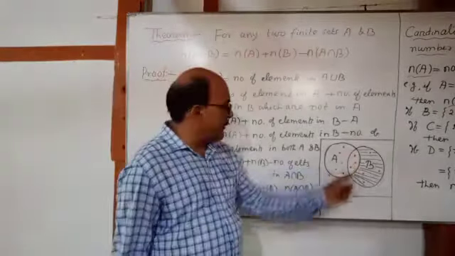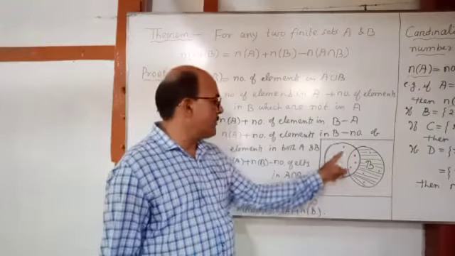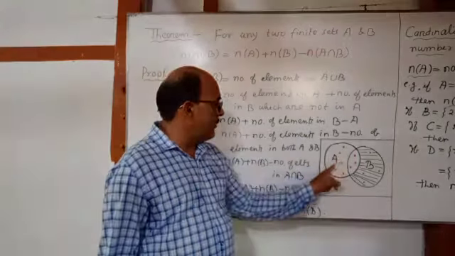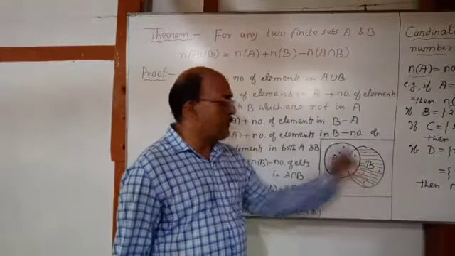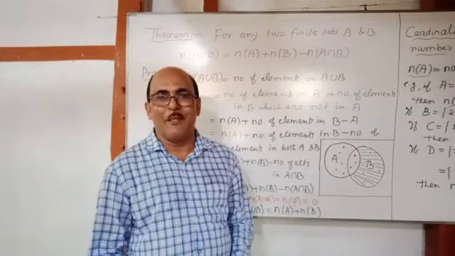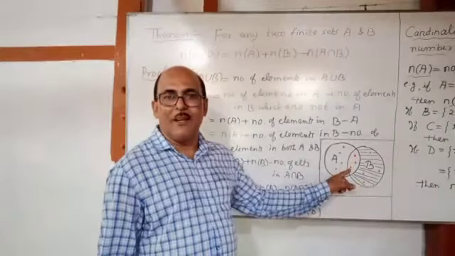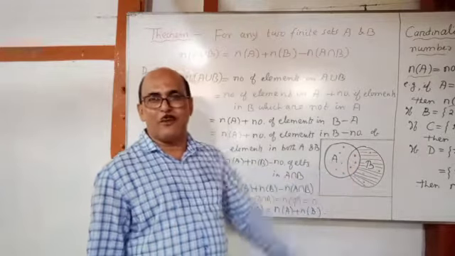See in the Venn diagram, suppose A is the set containing, these red dots are the elements. Suppose 1, 2, 3, 4, 5, 6, 7, 8, 8 elements A contains, and B contains 1, 2, 3, 4, 5, 6, 7 elements. You cannot say that A union B contains 15 elements, 8 plus 7, because in that case these 3 elements which are common to both A and B are counted twice. So you cannot count twice.